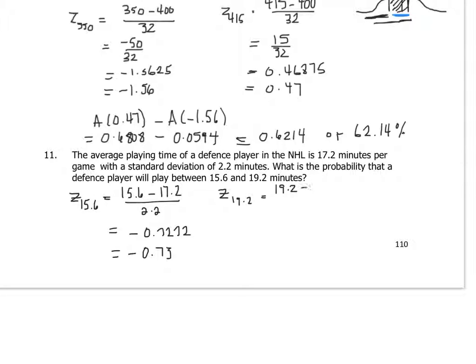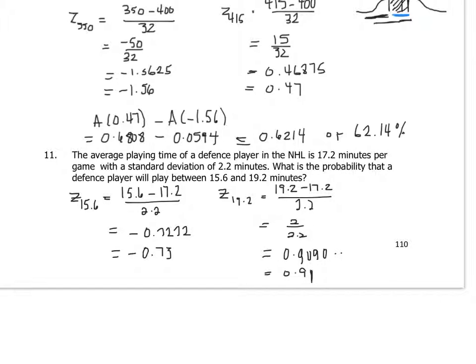And then the z-score for 19.2 minutes would be 19.2 minus 17.2 over 2.2, which is going to give you 2 over 2.2, which is going to give you 0.909, and so on. So this is going to give you 0.91 if you round it to 2 decimal places.